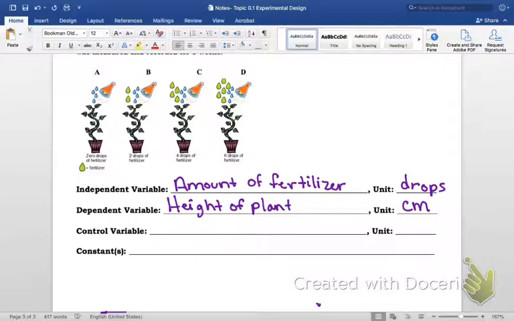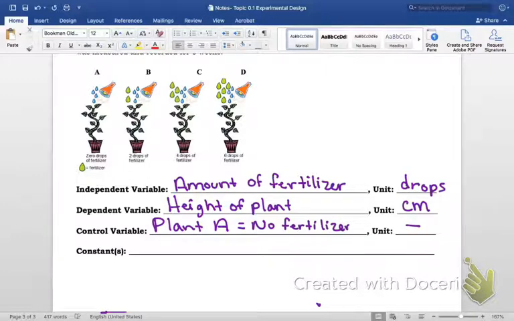So the control variable, this is your placebo group essentially. This is the one that's receiving no treatment. So the treatment was fertilizer, so therefore the control variable is going to be the one without it, and so that is plant A. And what's so special about plant A is that there is no fertilizer. And so there's no unit there.